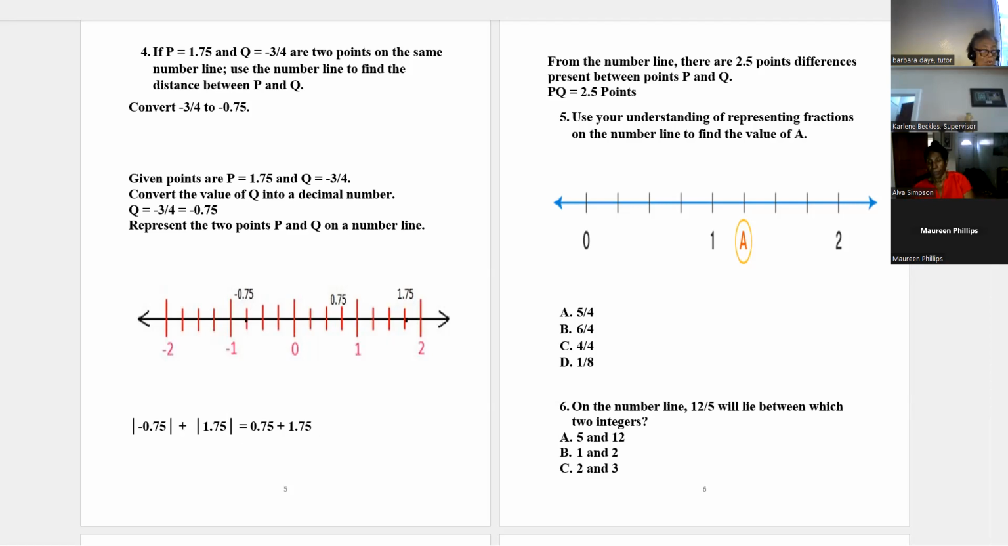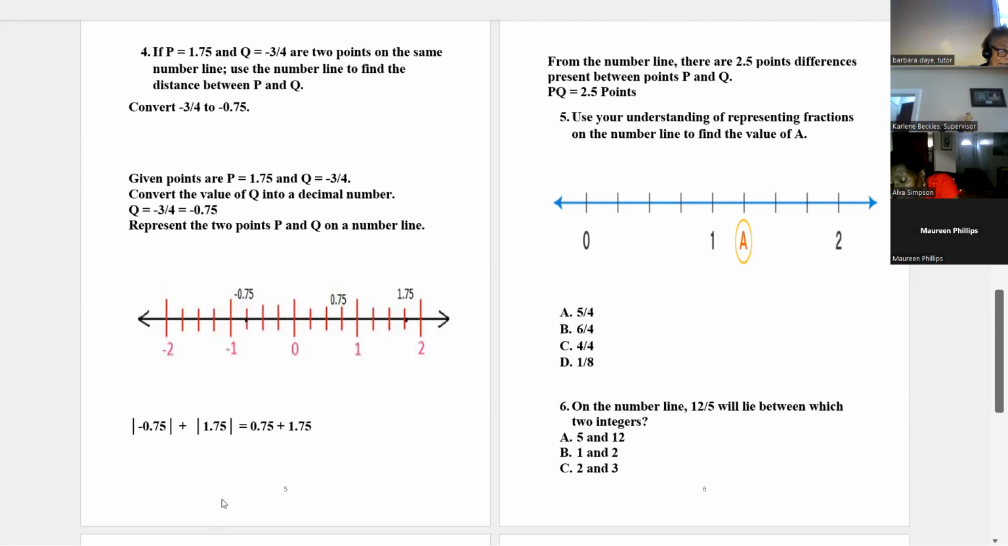Whether it's a decimal or a whole number, this could be 1,000. The absolute value of 1,000 is just 1,000. Whatever you see between these two vertical lines, that's your absolute value. It's the distance from 0 on the number line.